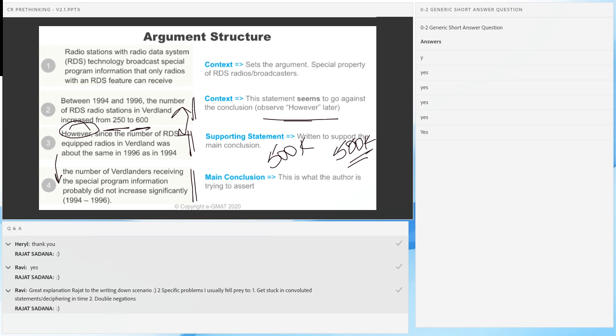The other piece is statement number 1. It sets some context. It says if you want to receive this special program information, you need two things. You need a radio with the RDS technology, and you also need a transmitting tower with the same technology. So you need to have a matched system. It's like saying that if you want to use apps that require 5G, you need a 5G cell phone and you need a 5G transmitting station.